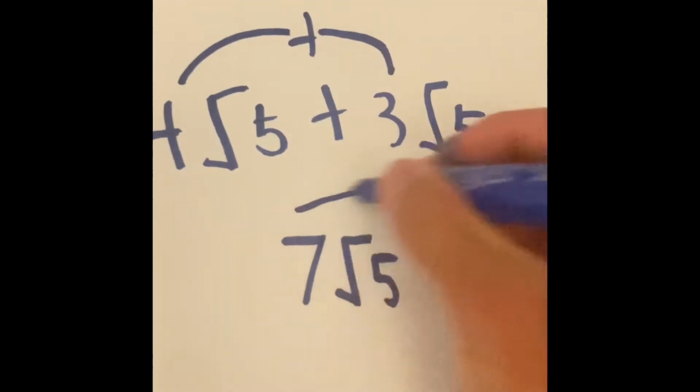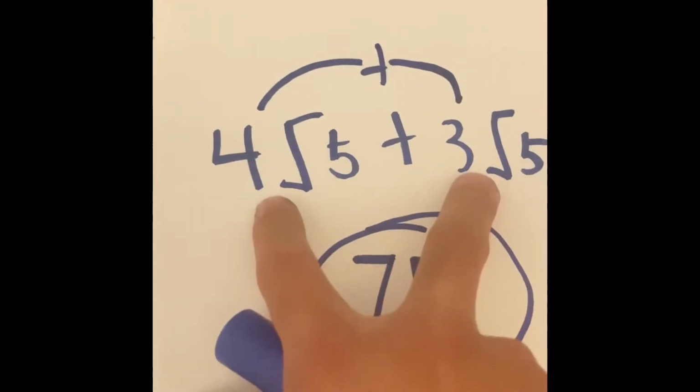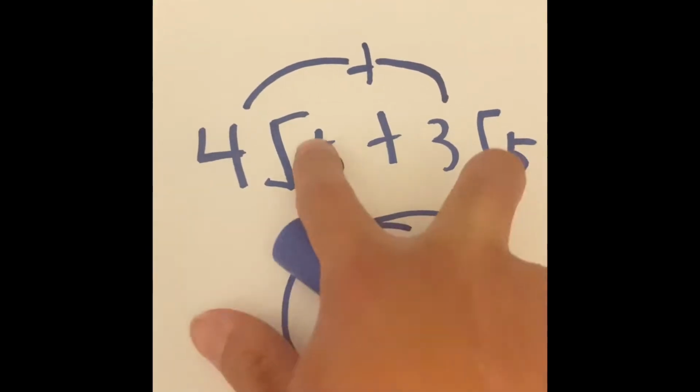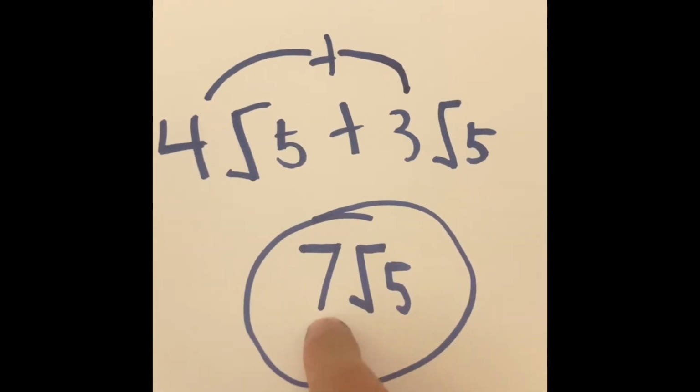So here's scenario 1. When you have a number being multiplied by the exact same radicand inside the square root, then it's easy to just add the two numbers. Here's an example.